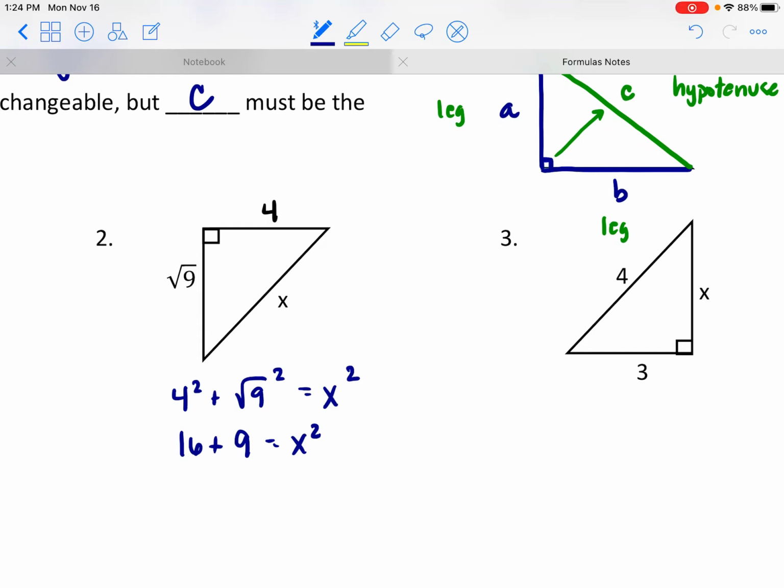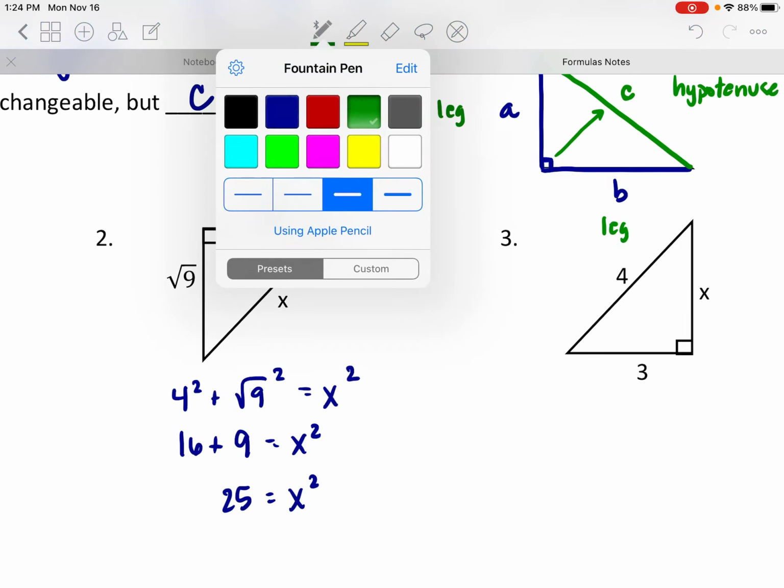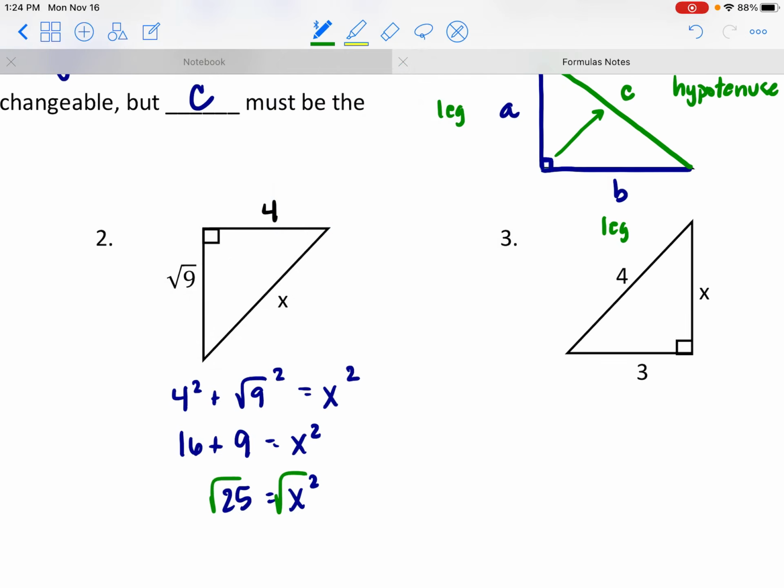So the square root of 9 squared is going to be 9, and we still have x squared on this side. Now I can put together 9 and 16 to make 25. And so if x squared equals 25, what number squared makes 25? 5, right? Now technically we're taking the square root of that, so x has to equal 5.